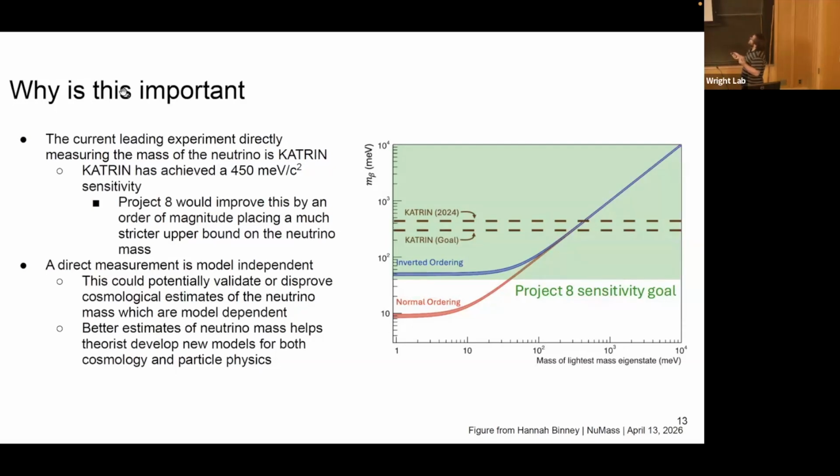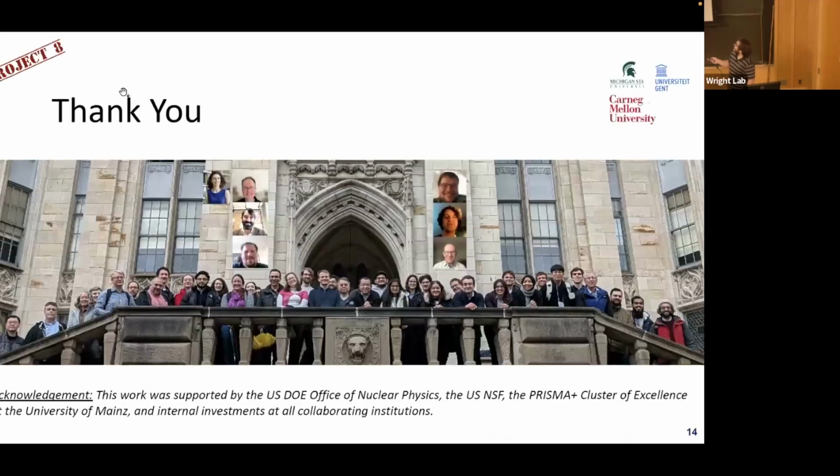Additionally, if we look at this graph here, we can see that depending on what the actual mass of the neutrino is, there's a chance we could rule out the inverted ordering or confirm it, depending on the lightest mass eigenstate and then the effective mass that we measure.